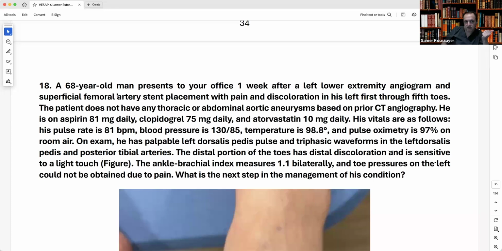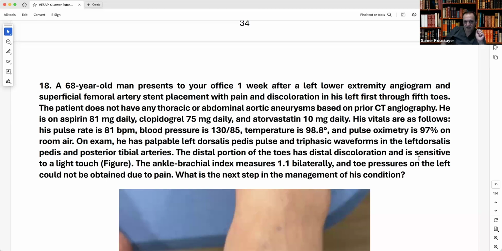Okay, we just mentioned that. He has a palpable left dorsalis pedis artery, so he has palpable pulses; he's not ischemic, so don't think about ischemia. He's very sensitive to light touch. It's very important. It's very, very painful, by the way. Blue toe syndrome is very, very painful. It's worse than rest pain. And you cannot help them, just pain medication and antiplatelets.